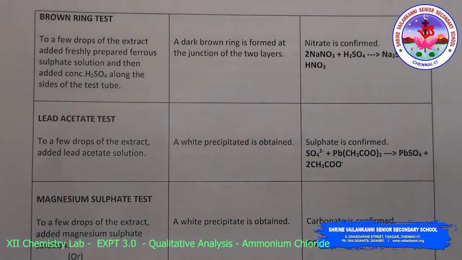Brown ring test. Here they extract and add freshly prepared ferrous sulfate solution and add concentrated sulfuric acid along the side of the test tube. Here, a very important thing: only freshly prepared ferrous sulfate solution is added. If you use an old solution, it is already converted to ferric. That's why we have to use only freshly prepared ferrous sulfate solution.